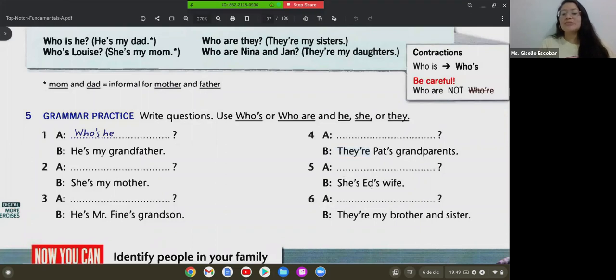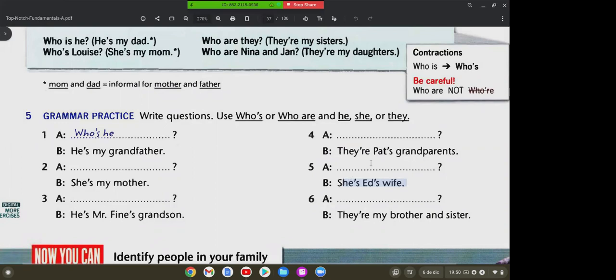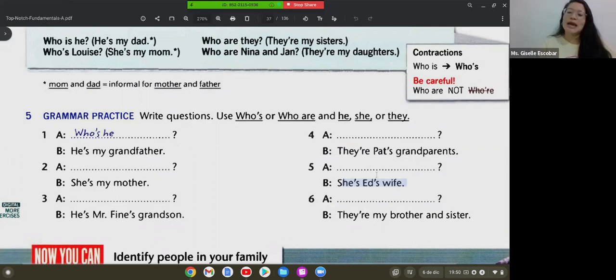She's Ed's wife. So what would be the question? Who's she? ¿Quién es ella? Who's she? She's Ed's wife. Es la esposa de Ed.